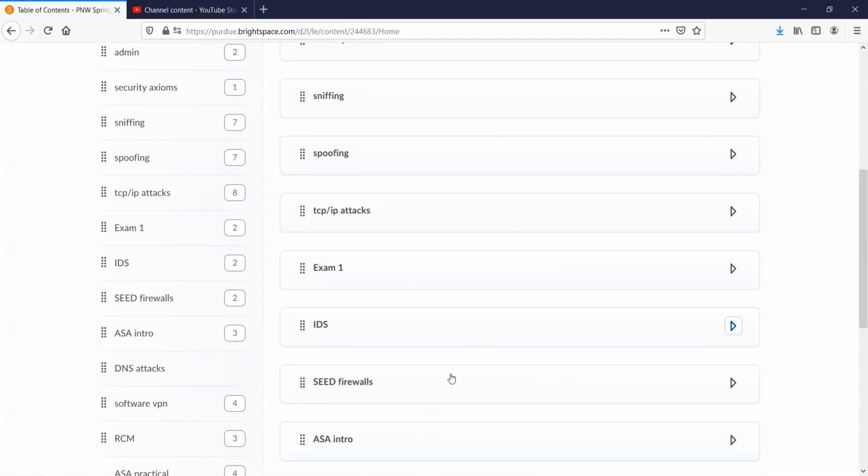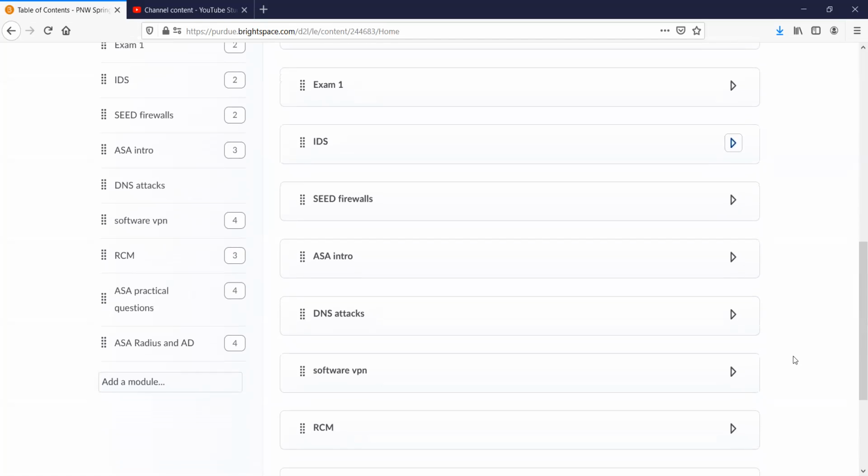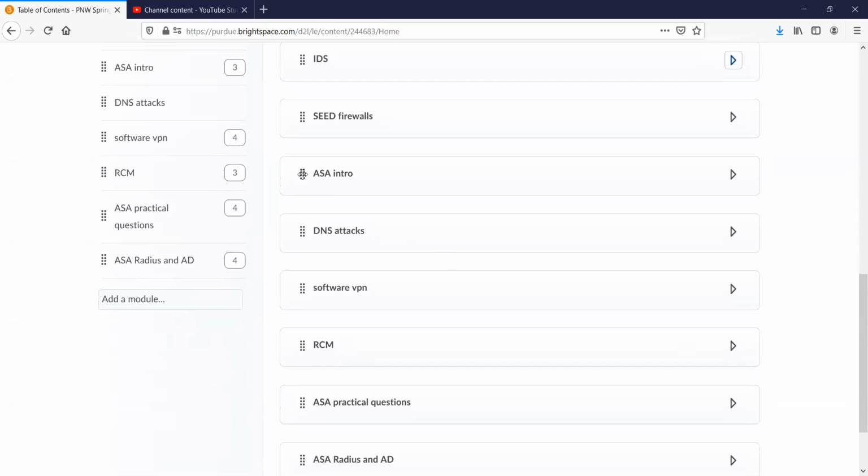And then we'll be able to start the firewalls lab. The firewalls lab is a long one, but it's a very, very fun lab. Okay, and then there's a few things related to the term project.